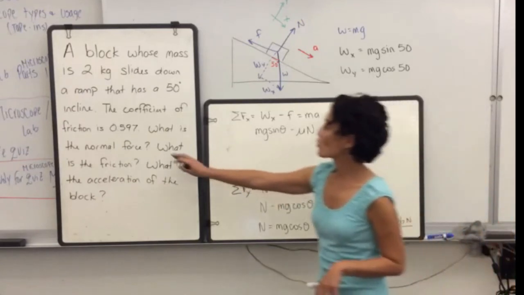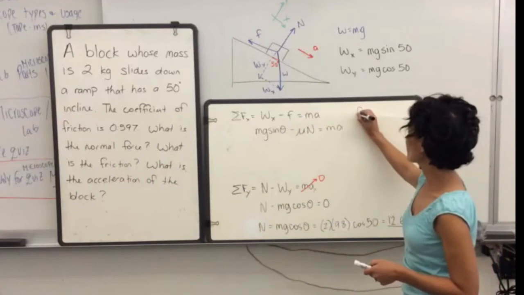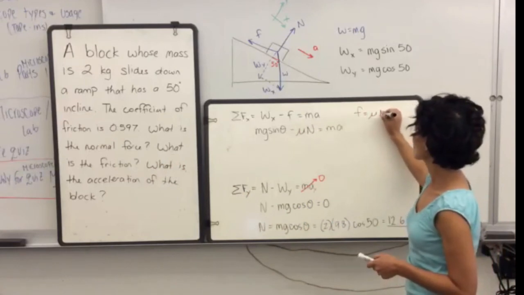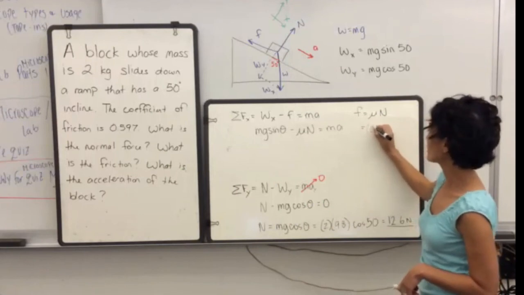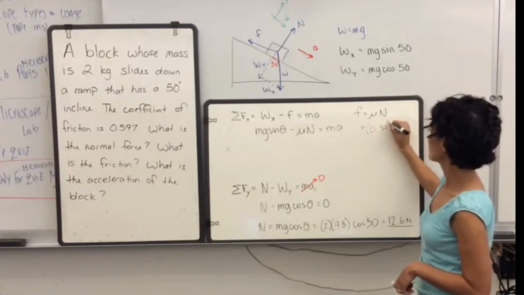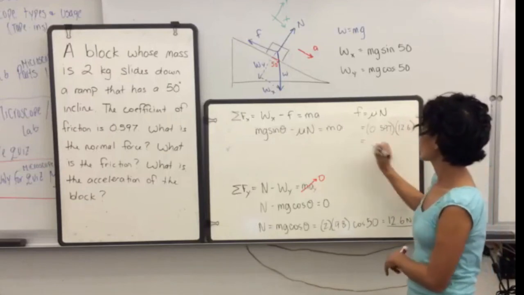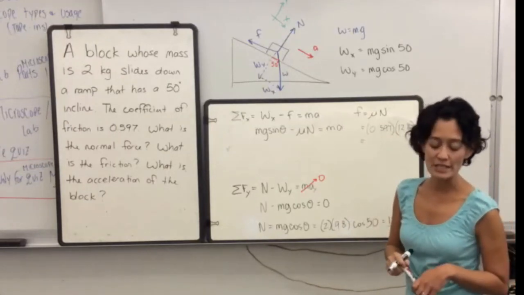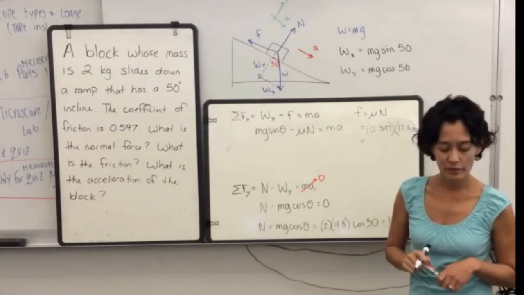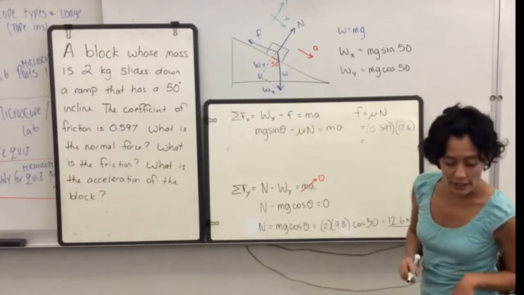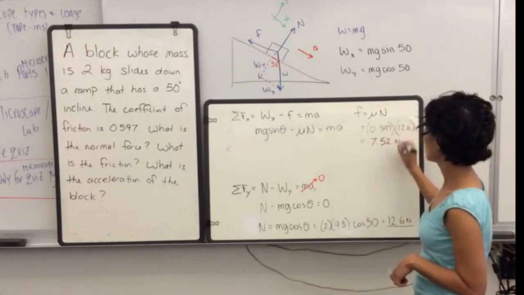Next thing asks, what is the friction? And so that's just coming back to our basic equation that friction is equal to mu times normal force. So I've got my mu, it's 0.597. And my normal force I just found is 12.6. So go ahead and calculate out what that value is. And you should have gotten 7.52 newtons.